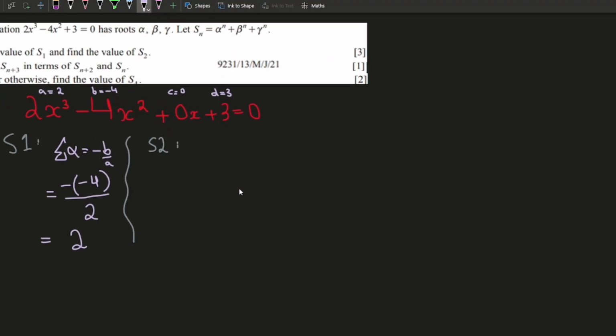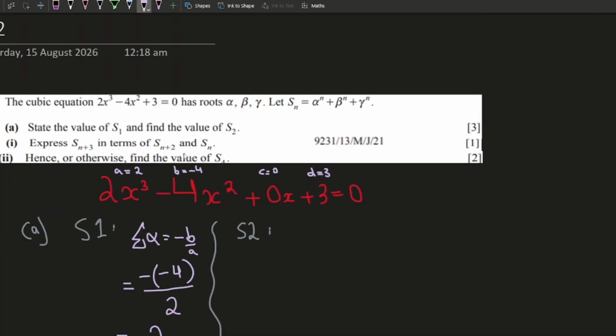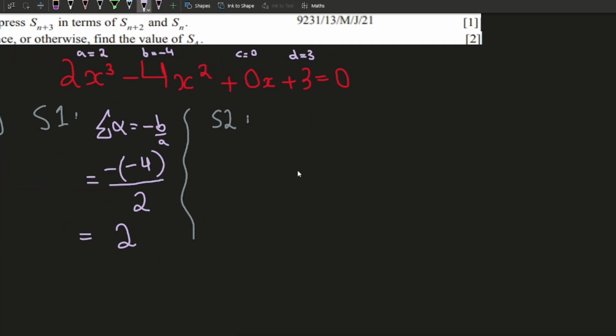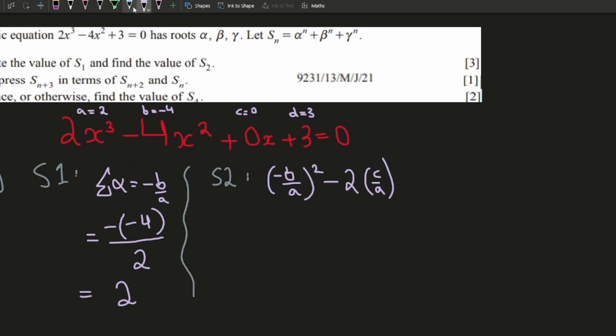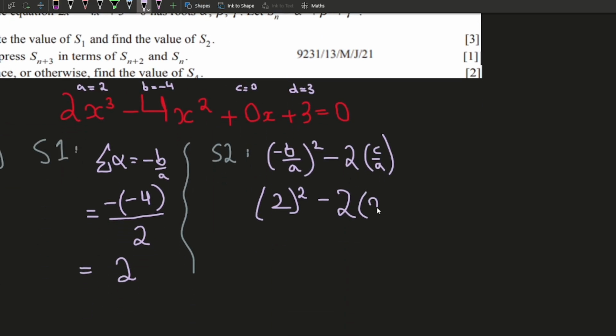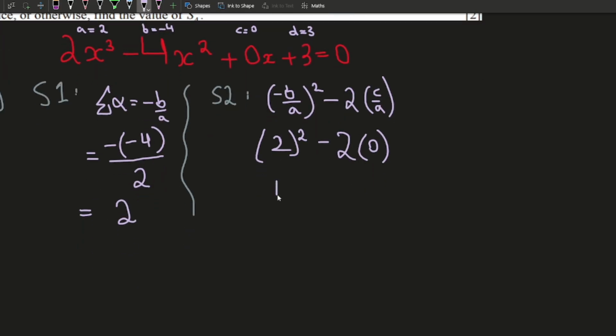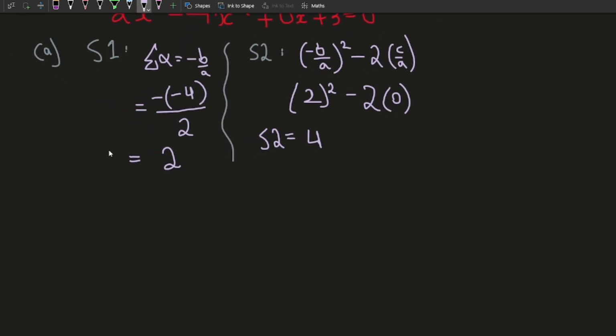Okay, now let's solve for S2. So as we did in the last question, S2 is always equals to (minus b over a) squared minus 2c over a. Okay, so let's solve. The value of b is minus 4. This will be 2 and squared, minus 2. The value of c is 0. So this will be 0. So S2 is equals to 4. Okay, this was our part 1. Let me make a box.